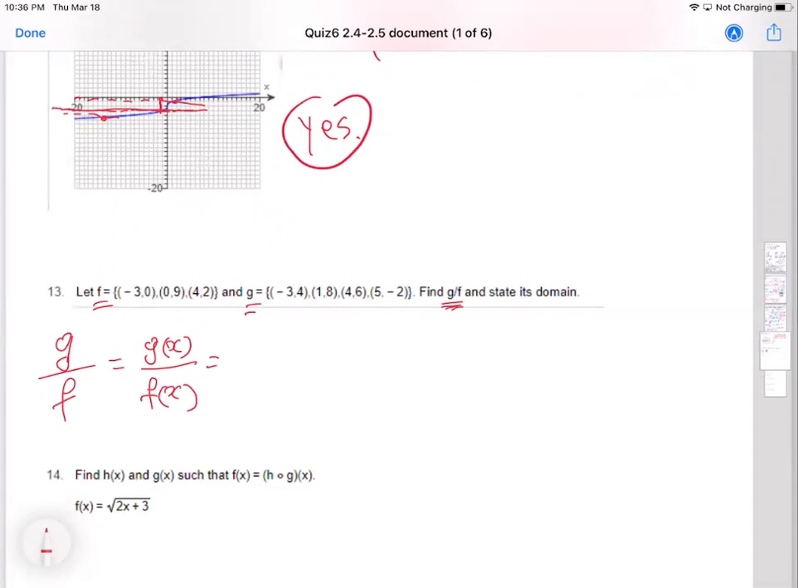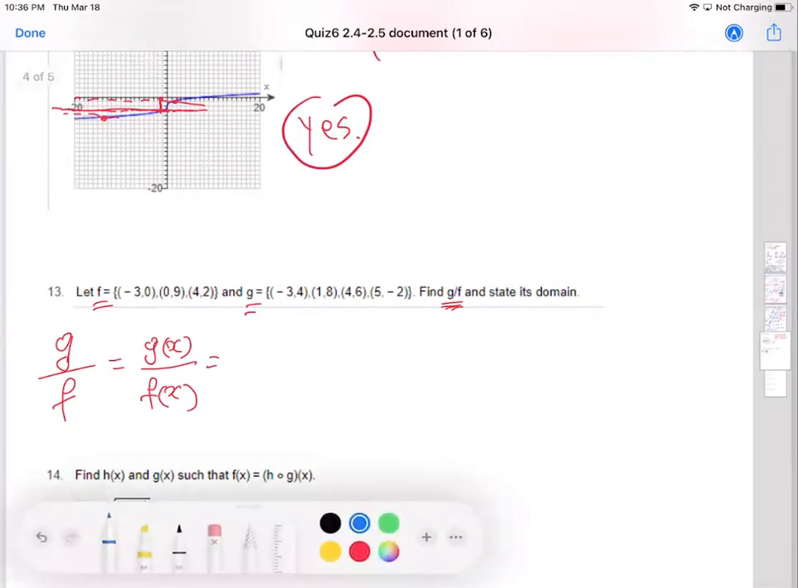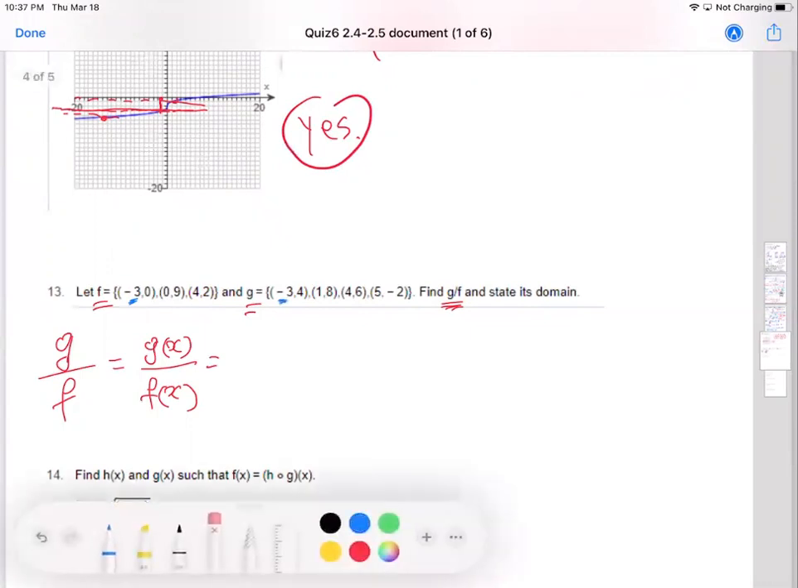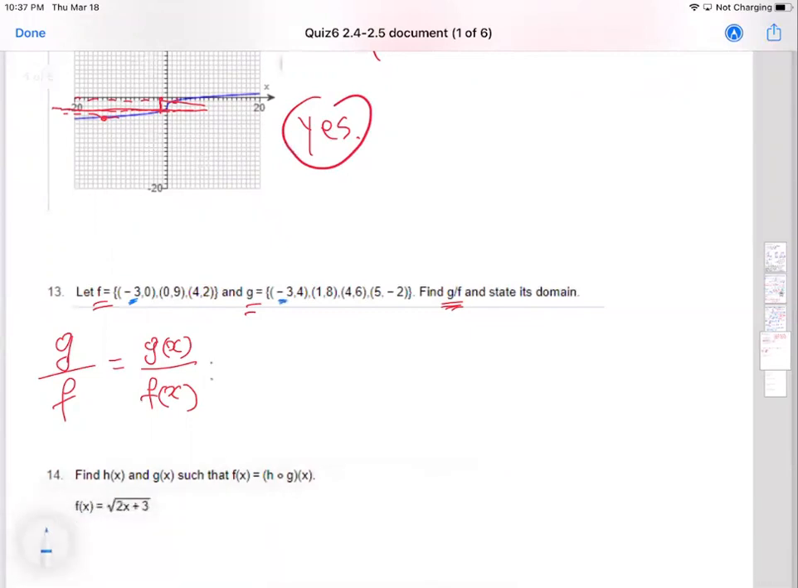So what we're going to look at in here is, let's start with -3. -3, f is defined. Is g defined for -3? Yes. So g of -3 is 4. And f of -3 is 0. Okay. So let's say we're going to take x equals -3.